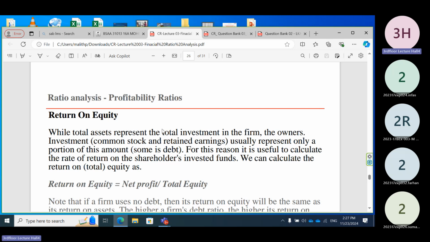Market return equals the KE, the expected return. So that's about return on equity. Whatever question you are getting on return on equity, please compare it with the interest rate and risk rate. Then you can have an understanding about the company earning money. So that's my reason.